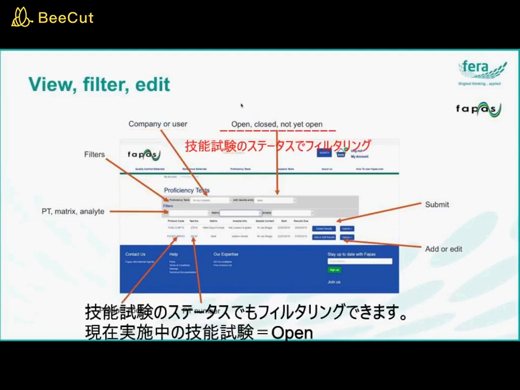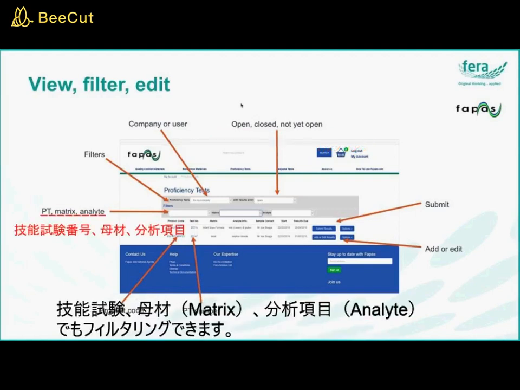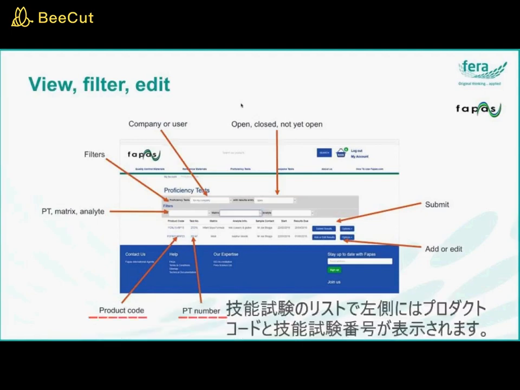You can see results pages for PTs which are open or closed or have not yet started. You can also filter against the proficiency test or the matrix or the analyte. This gives you complete options for how you view your results entry. You can also see at the bottom of the page the product code associated with that PT and the PT number.